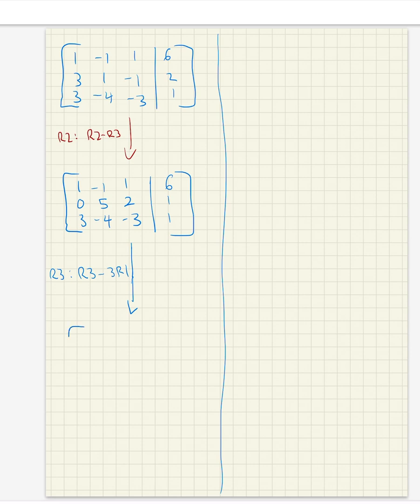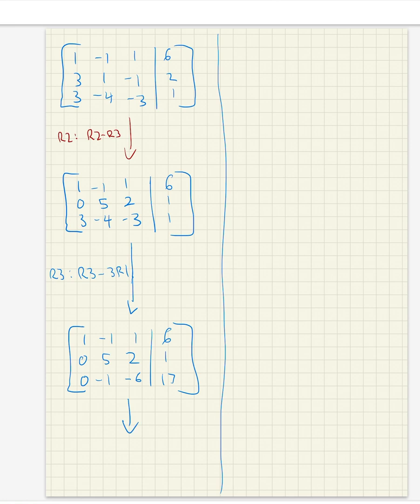So when I execute this action, I get 1 minus 1, 1, 0, 5, 2, and now 0 minus 1 minus 6. So you can see I'm starting to make progress with solving that.